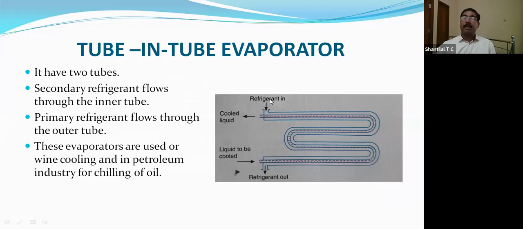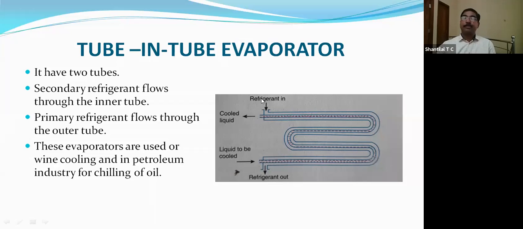So primary refrigerant in, and primary refrigerant out. When the primary refrigerant goes out, it is in vapor state. And this is the secondary refrigerant. Secondary refrigerant in. So through the center of this tube the secondary refrigerant is going, and finally it is going out. When it finally comes out, it will be chilled, cold liquid.